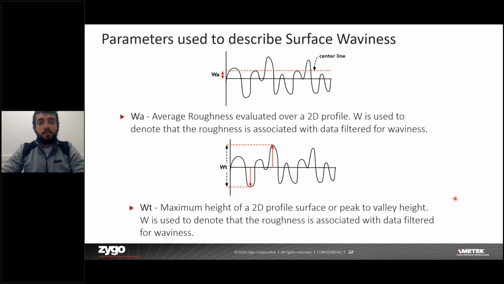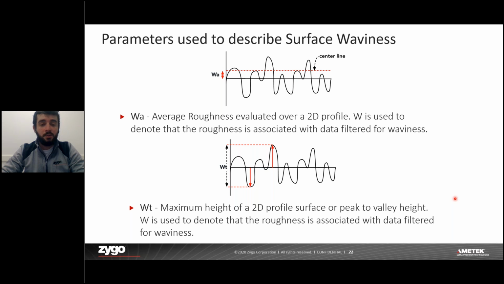Now, the parameters used to describe surface waviness are going to be mathematically the same. They're just going to have a different naming convention. And the reason for this different naming convention is to know that the data is associated with data filtered for waviness. So WA is going to be the same as SA or RA. And WA is going to give us the average roughness evaluated over a 2D profile. But again, that W is to signify that the data is filtered for waviness.